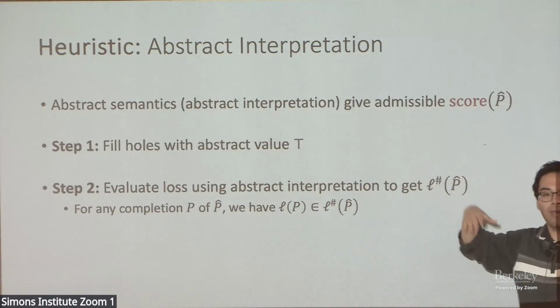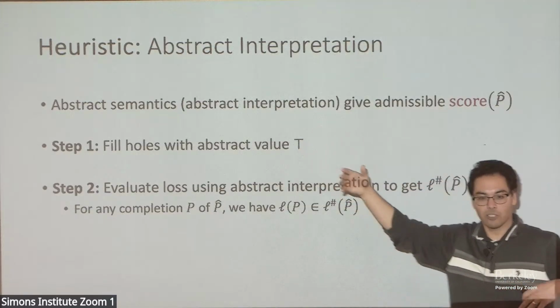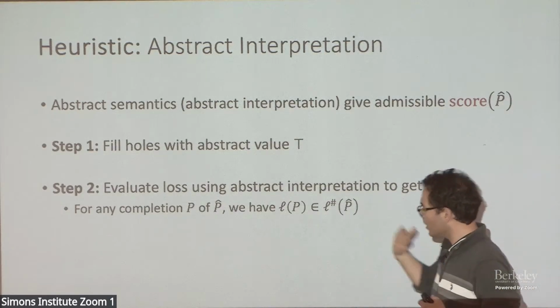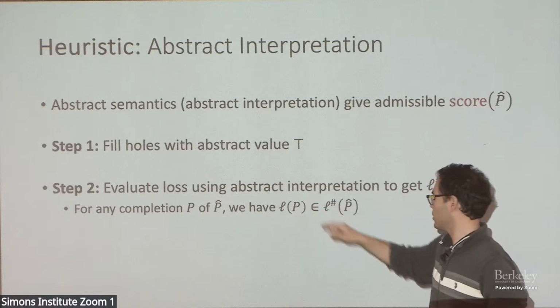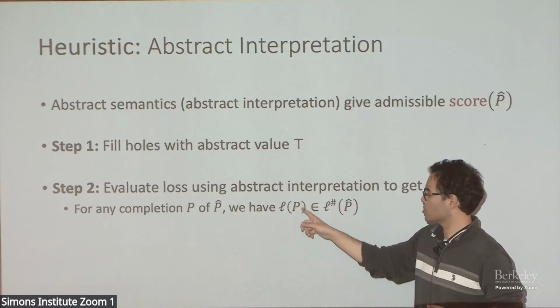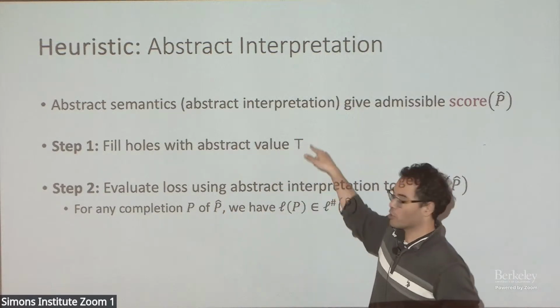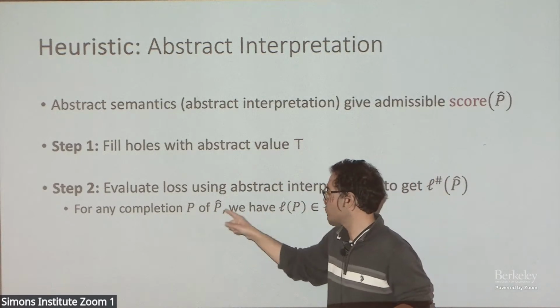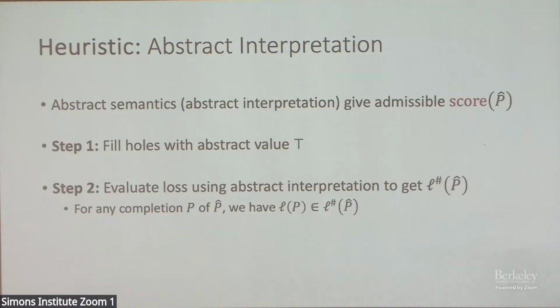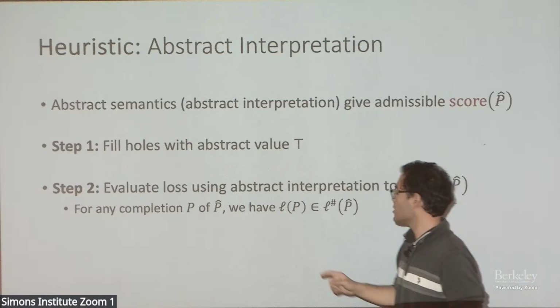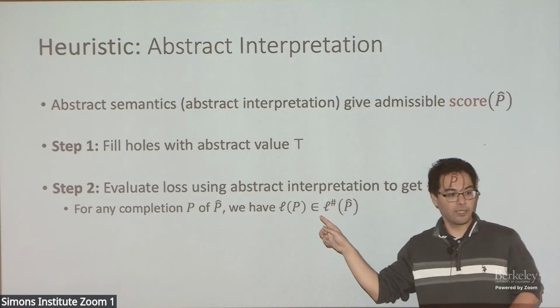You get some abstract value for your loss function. So you need an abstract semantics for your programs, and you need an abstract transformer for your loss function. But if you have that, then you can guarantee that with this strategy, because we've filled all these holes with top, for any completion of our current partial program, the loss of that program is going to be contained in the interval.